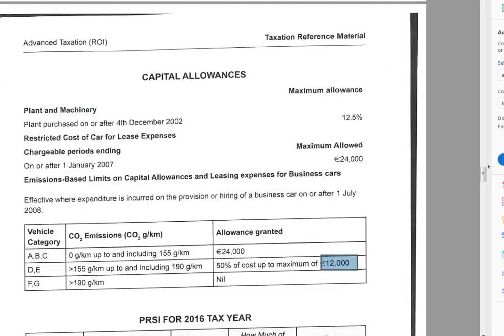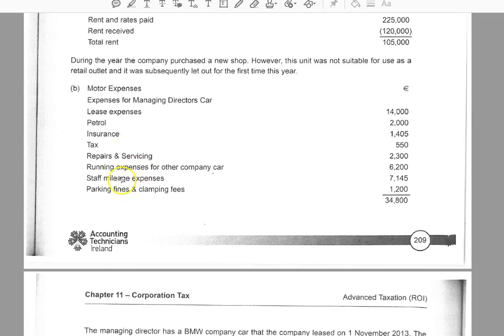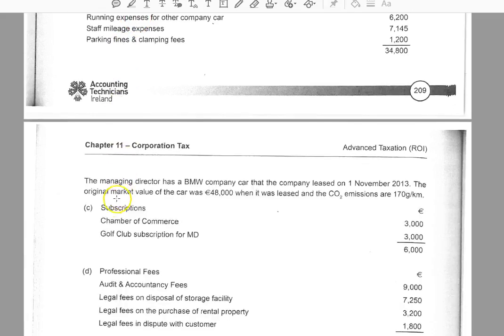That's everything on motor expenses. Subs. Chamber of Commerce, fine, it's business related. Golf club subscriptions for the MD, that's fine, it's an expense, but it's for an employee, the managing director, and he'll be BIK'd or she'll be BIK'd on that, so it doesn't get added back.